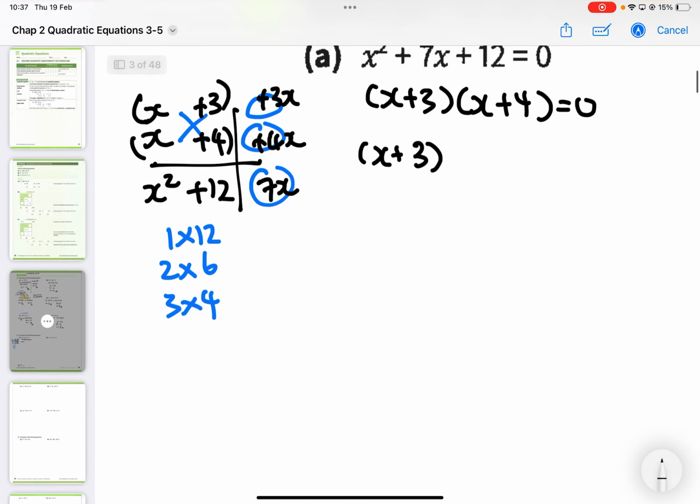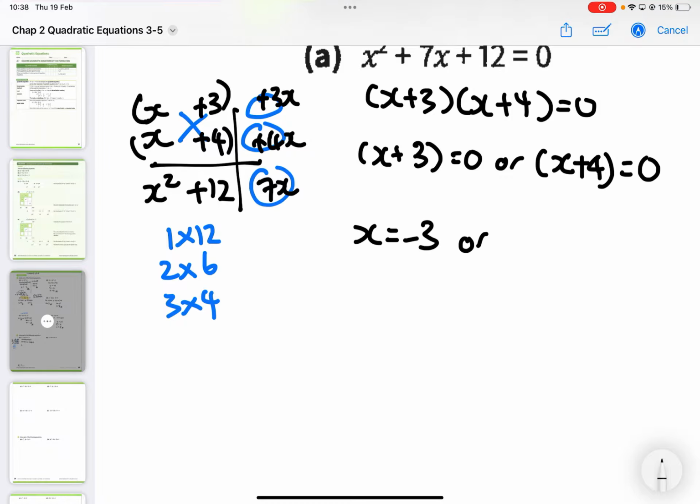have x plus 3 equals to 0 or x plus 4 equals to 0. Then my x must be equals to minus 3 or my x equals to minus 4. Two answers. Okay? So, solving quadratic equation, you need to first factorize them first. Make them equals to 0.